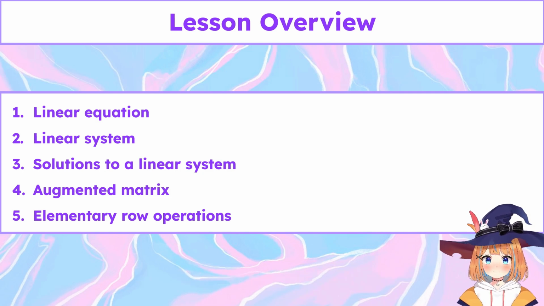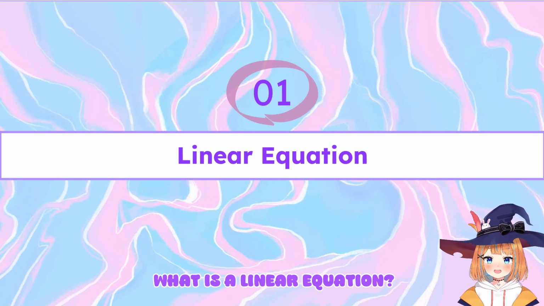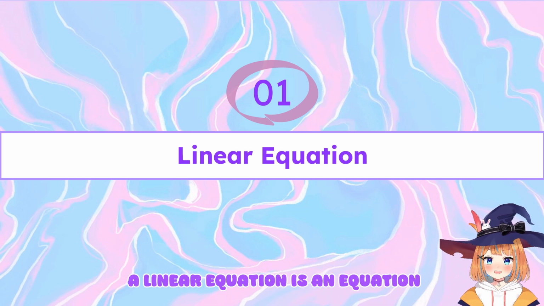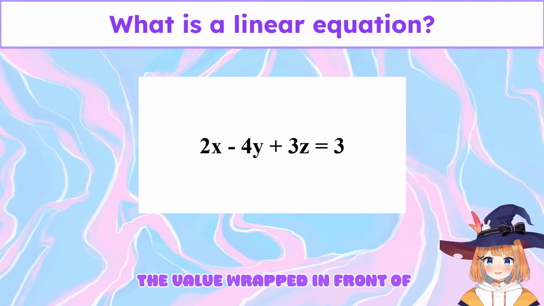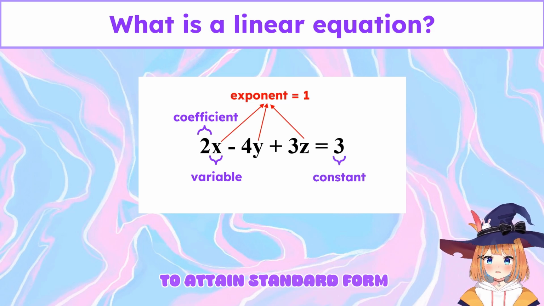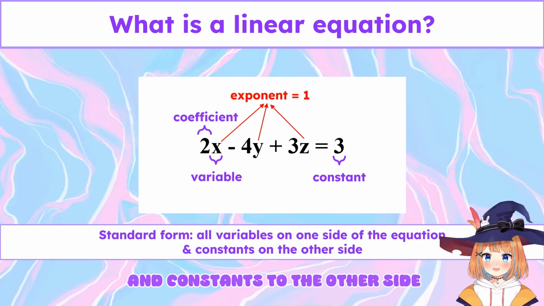Alright, first up, linear equations. What is a linear equation? In case your goldfish brain can't remember, a linear equation is an equation that contains variables with exponents of 1. The value in front of a variable is known as a coefficient, and a standalone value like 3 is called a constant. To attain standard form, shove all variables together with their coefficients to one side of the equation, and constants to the other side.